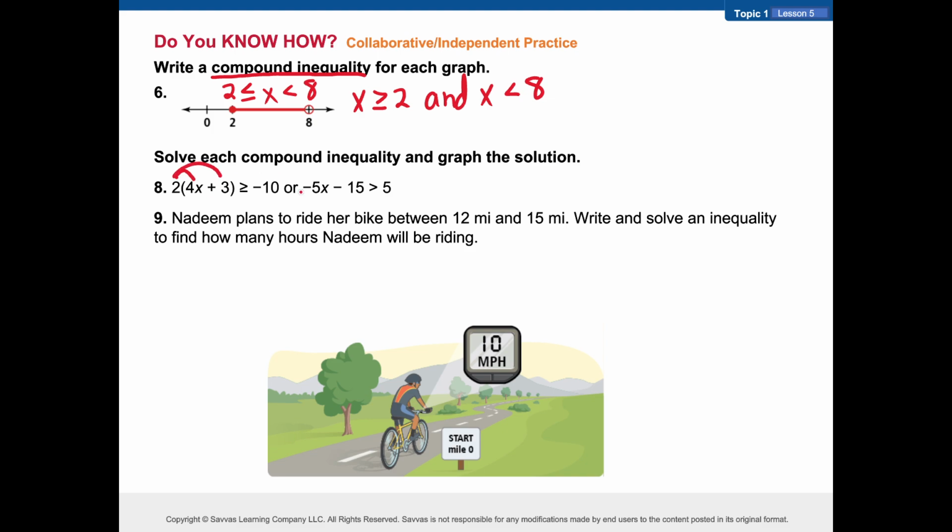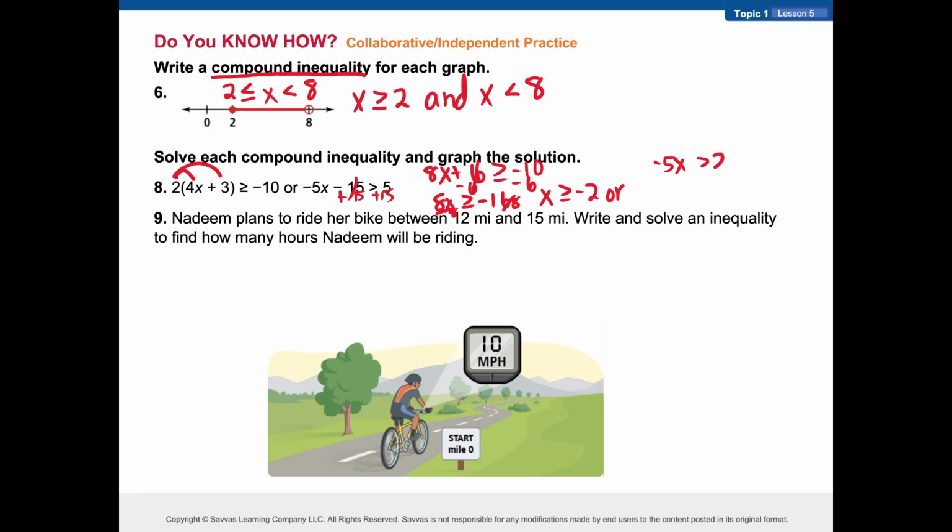You can distribute here 2 times 4x, 8x, 2 times 3, 6, greater than or equal to negative 10. Subtract 6 to both sides. 8x is greater than or equal to negative 16. Divide by 8, and x is greater than or equal to negative 2, or add 15 to both sides.